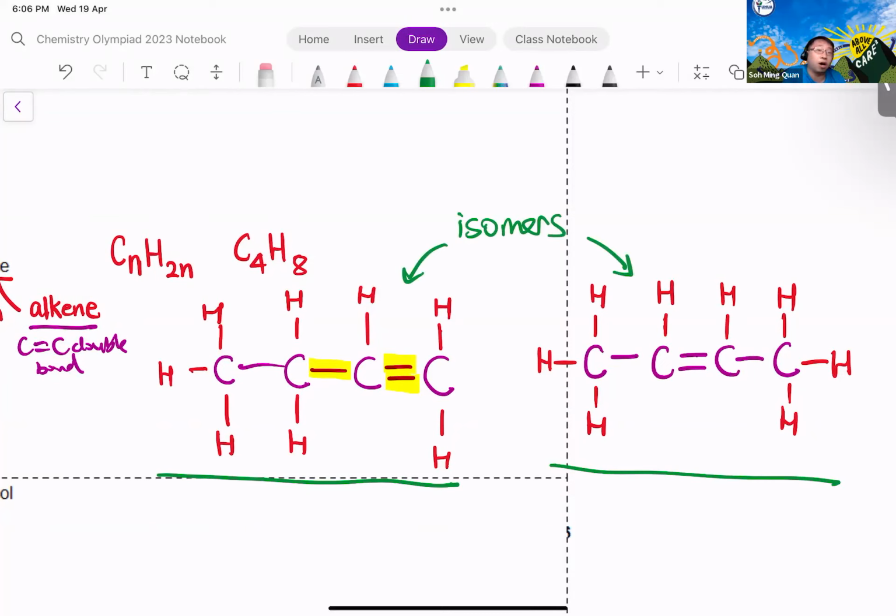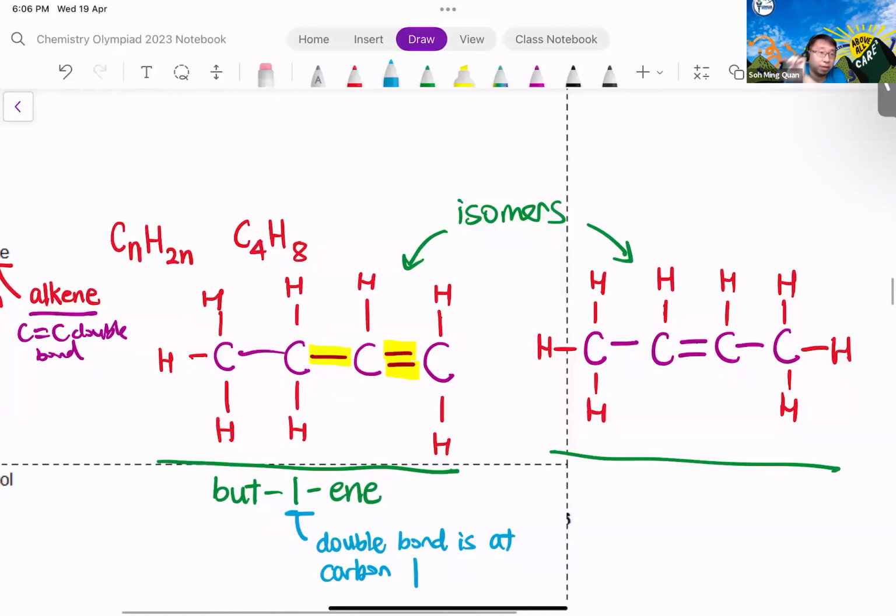The first isomer on the left has the double bond at the end. This is called but-1-ene. Why is it called but-1-ene? It's because the 1 means that the double bond is at carbon 1, the first carbon. So this is carbon number 1. So you can number the carbon. So we number it from the end. So number 1 is at the end. Okay, carbon at the end.